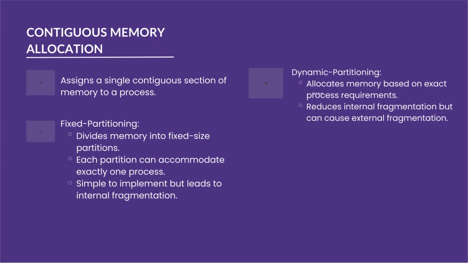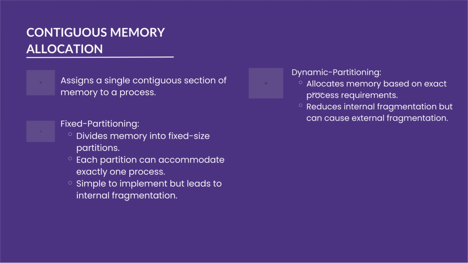So, now we will move on to the memory management techniques. The first one is contiguous memory allocation. Contiguous memory allocation assigns a single contiguous section of memory to a process. It includes fixed partitioning and dynamic partitioning. Fixed partitioning divides memory into fixed size partitions. Each partition can accommodate exactly one process. The size of partitions can either be equal or different. It is simple to implement and manage.